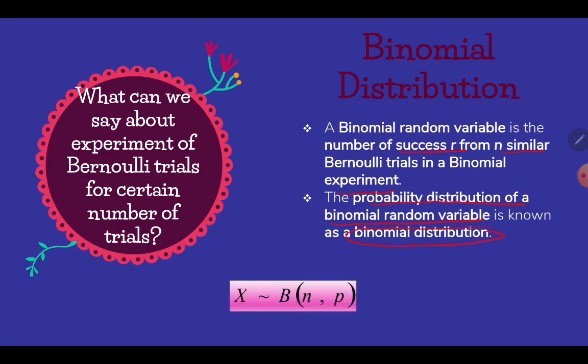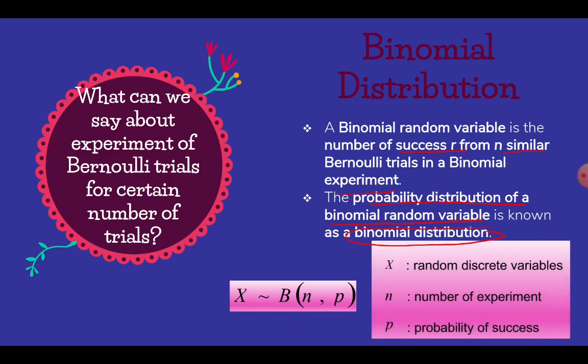Okay, next. How can we represent it mathematically? So X is called a random discrete variable. X is binomial distribution, in which in this bracket is n and p, in which n is the number of experiments and p is the probability of success.